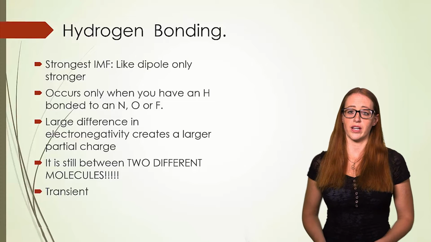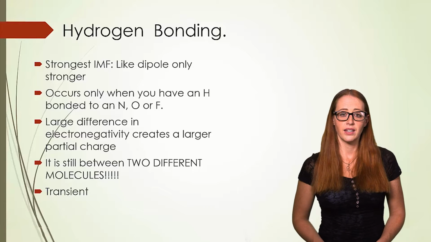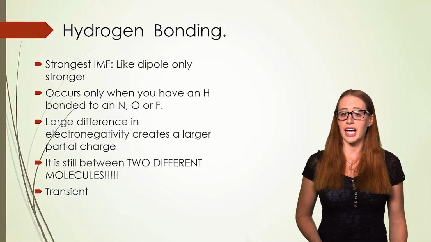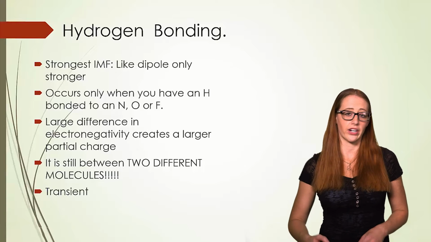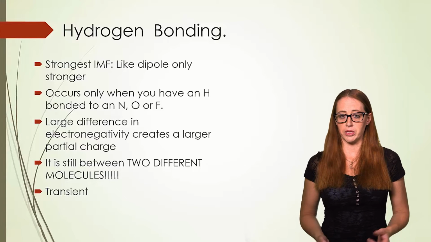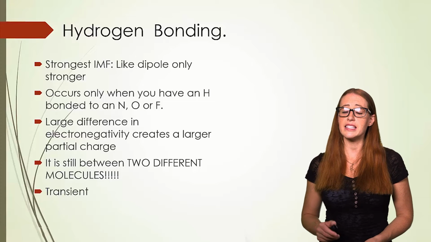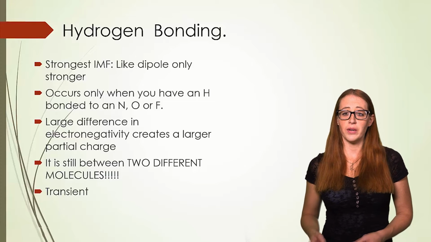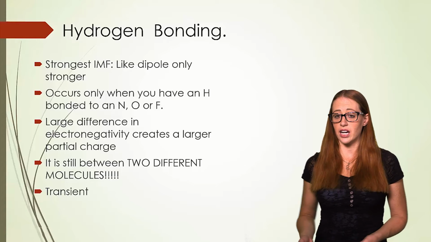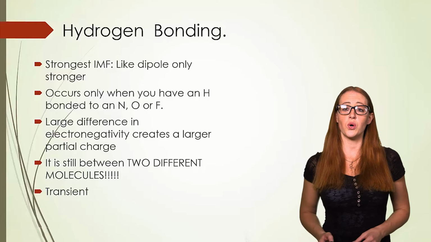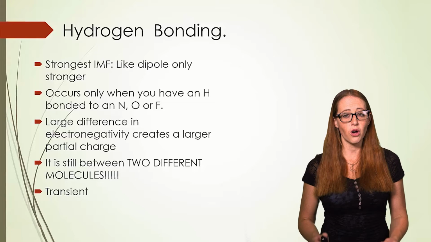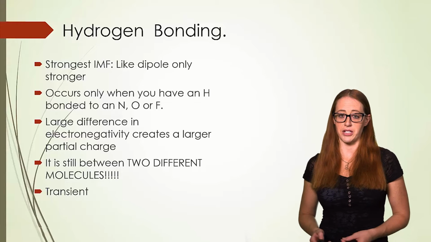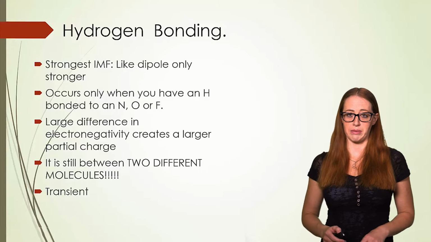This is the strongest of the intermolecular forces. Hydrogen bonding is similar to dipole-dipole forces in that it is caused by a permanent unequal sharing of electrons, or a polar bond. However, it is special. N, O, and F, or nitrogen, oxygen, and fluorine, are so electronegative that the bond that they form when bonded to a hydrogen is so polar that we give it a special bonding type, called hydrogen bonding.